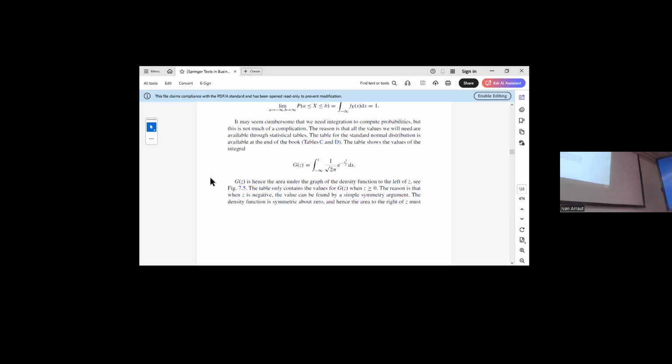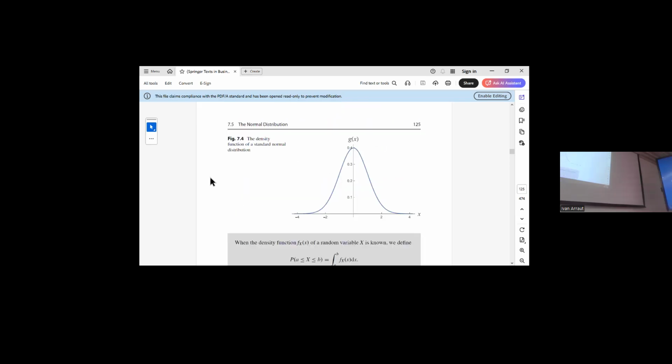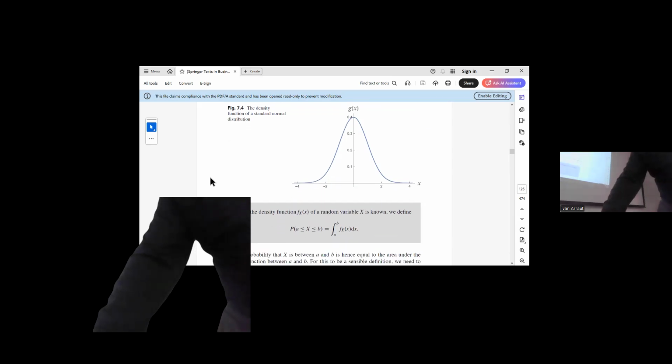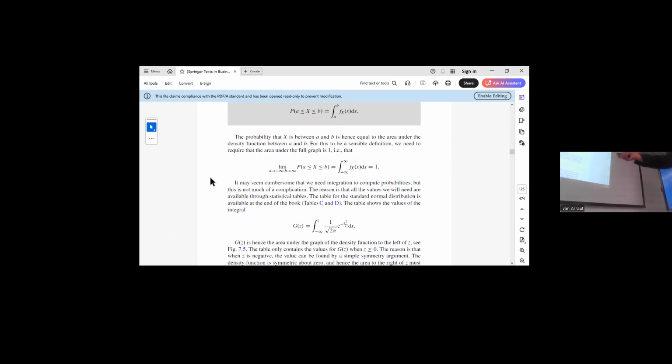Then, let me see. I want to move softer. If I integrate from minus infinity to infinity, I am covering the whole curve. So it gives me 1 because this means the total probability is equal to 1. So the area of this curve is 1. Okay? And this guy here is what we were talking about.